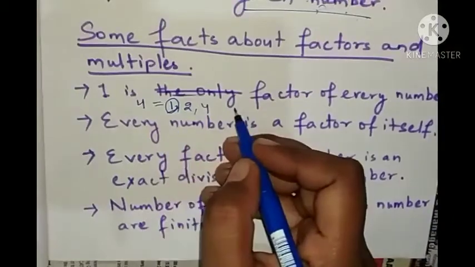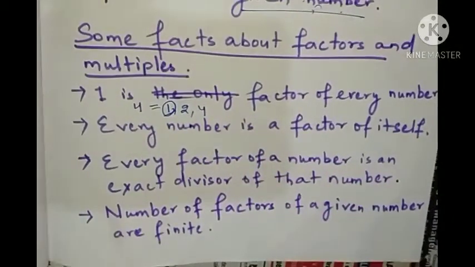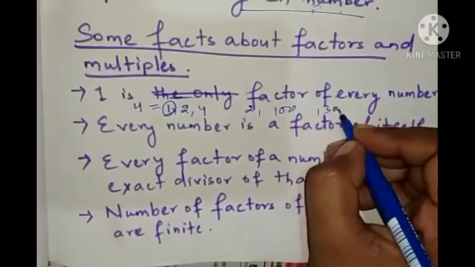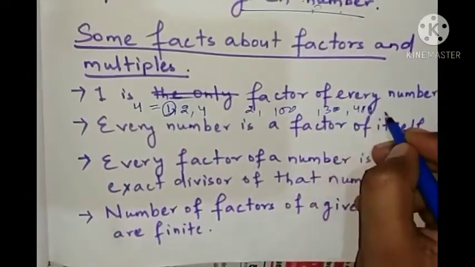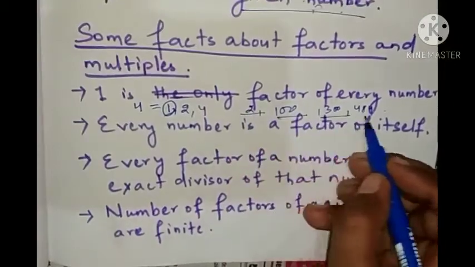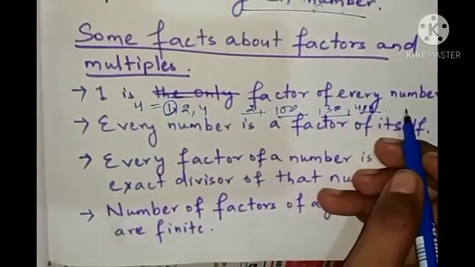1 is the factor because every number can be divided by 1. Any number like 200, 300, 484, any number you can see that can be divided by 1. So that's why 1 is the factor of every number.